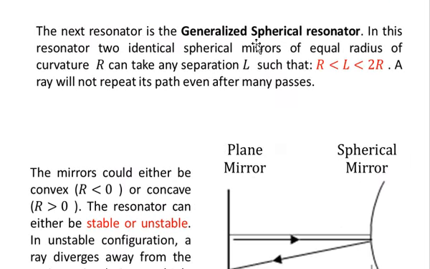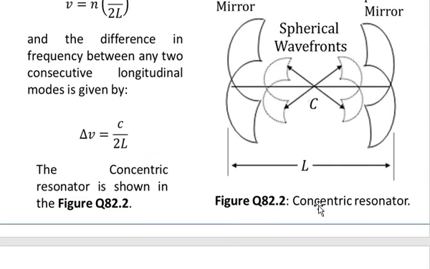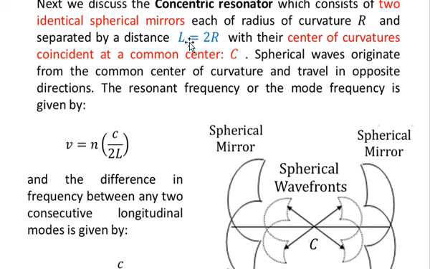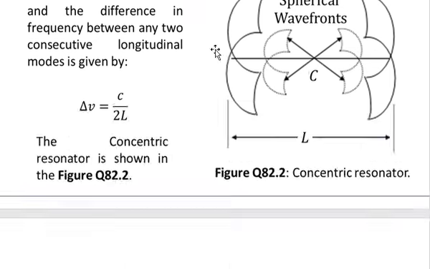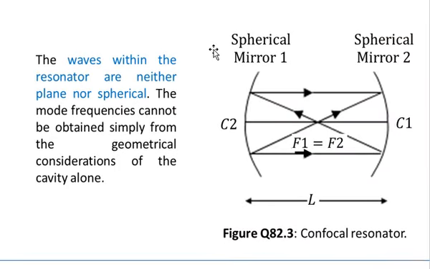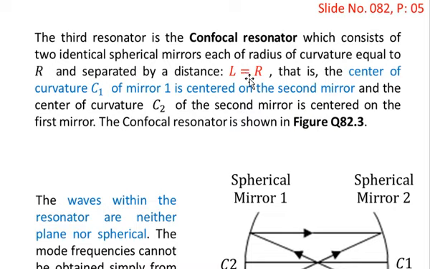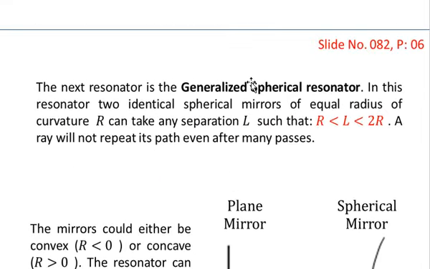The next resonator is the generalized spherical resonator. In this resonator, two identical spherical mirrors of equal radius of curvature capital R can take any separation L. In the previous two cases, for example in the concentric resonator, the separation between the two mirrors satisfies the condition that capital L is equal to 2 times capital R, and in the confocal resonator the condition is that capital L is equal to R. But in the generalized spherical resonator we have two spherical mirrors, each of radius of curvature capital R, at any separation capital L, such that L could be greater than capital R and less than 2 times R.